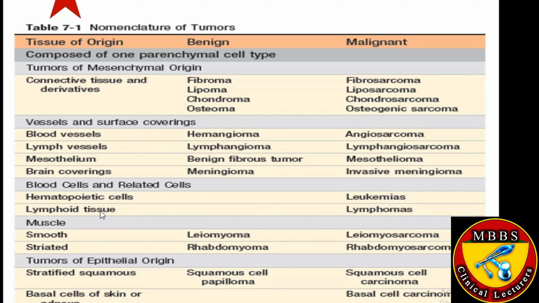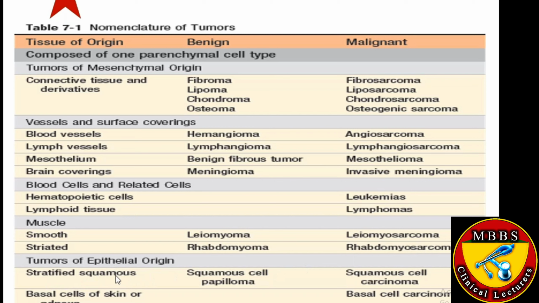And if it is coming from lymphoid tissue, then it is known as lymphoma. Coming from the muscles, if it is smooth, then we know that it is leiomyoma and leiomyosarcoma. Coming from the striated muscle, it is known as rhabdomyoma and rhabdomyosarcoma. Now, the tricky ones are epithelial origin tumors.